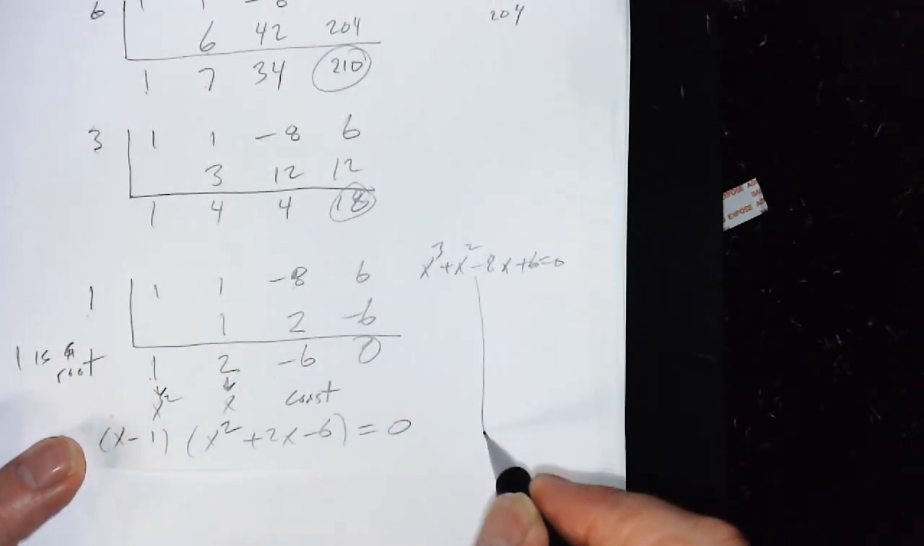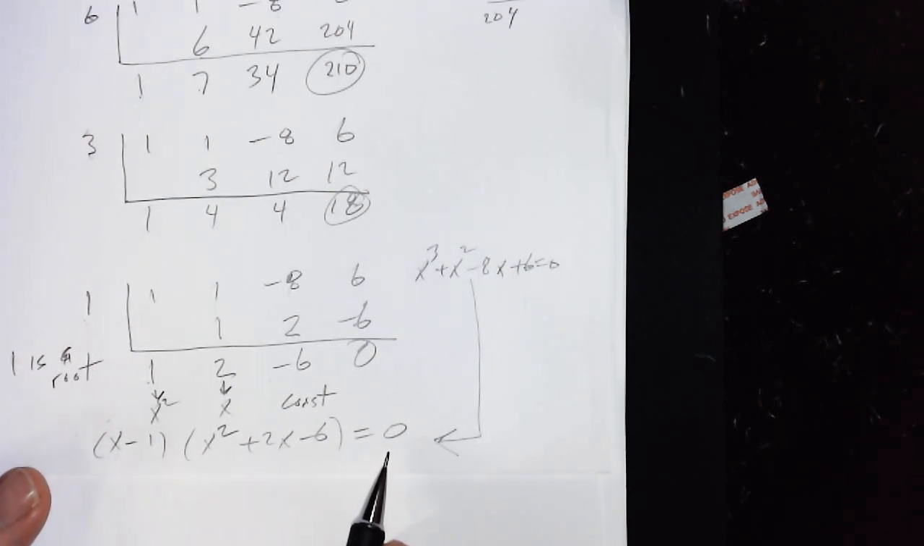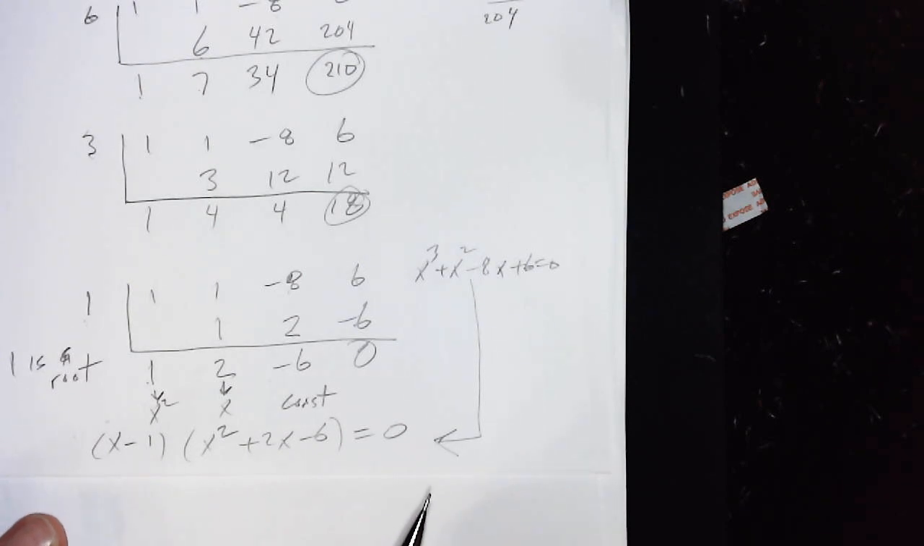What we've succeeded in doing now is factoring it so that x minus 1 times this quadratic term will give us 0. I'm going to stop this video because it's become almost 10 minutes long, and I'll continue it in part 2.